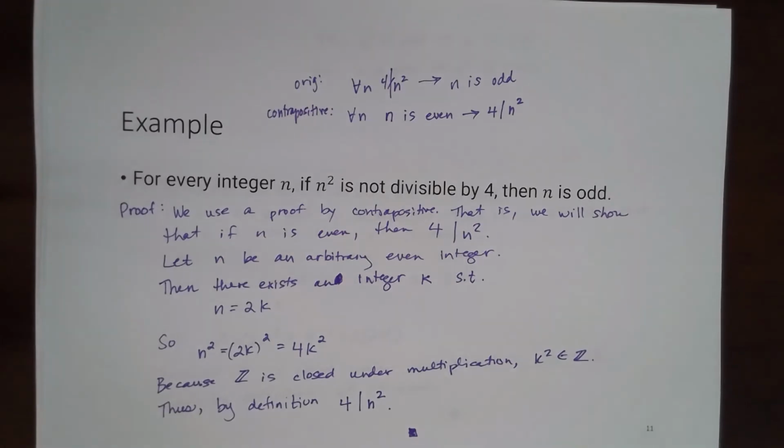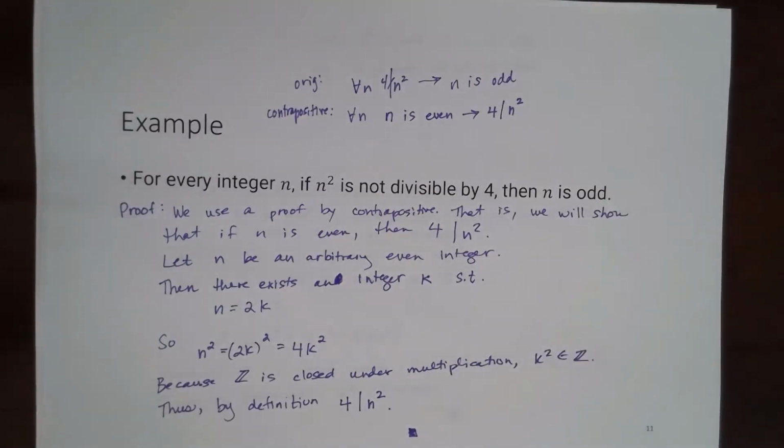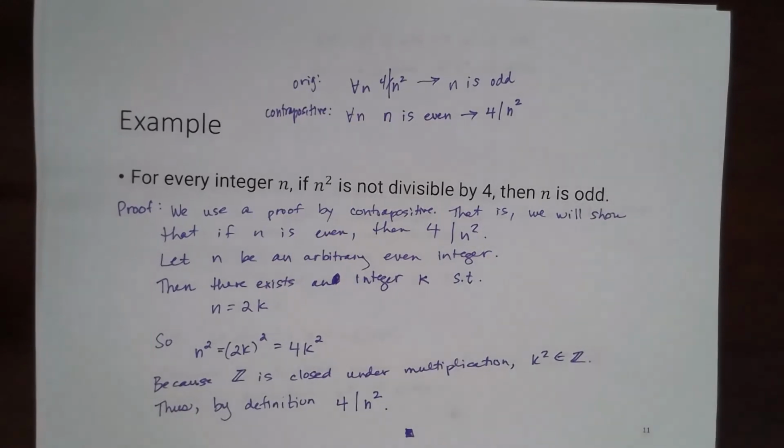And I know it's easy to want to jump straight from here to here, but the definition does indeed say that this has to be an integer, so we have to put that statement in there. I know it's tempting to just skip over that, but we can't.